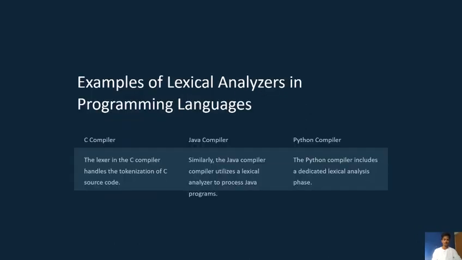Next, that is the examples of lexical analyzers in programming languages. There are three examples in programming languages, that is the C compiler, Java compiler, and Python compiler. The C compiler has a lexer that handles the tokenization of C source code. Next, that is the Java compiler. Similarly, the Java compiler utilizes a lexical analyzer to process Java programs. Next, that is the Python compiler. The Python compiler includes a dedicated lexical analysis phase.